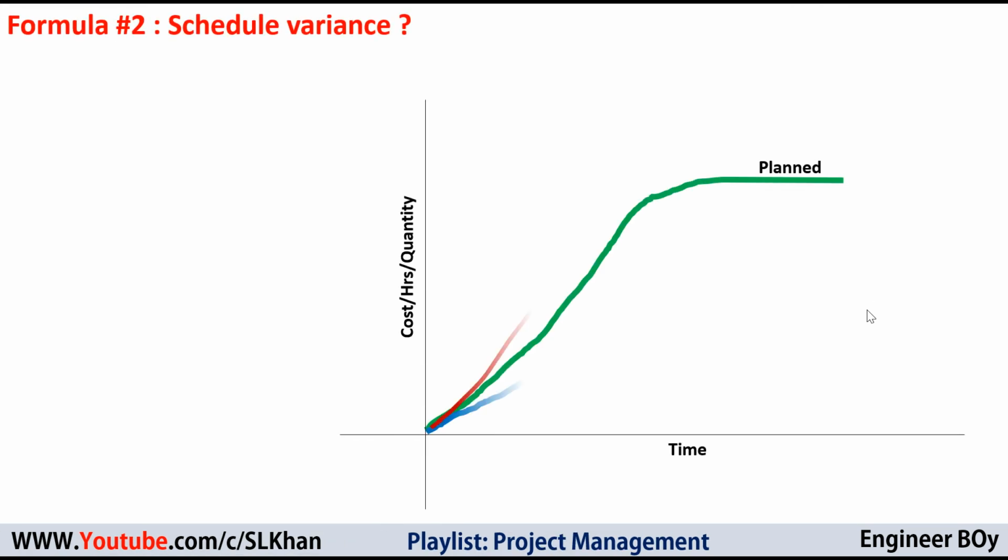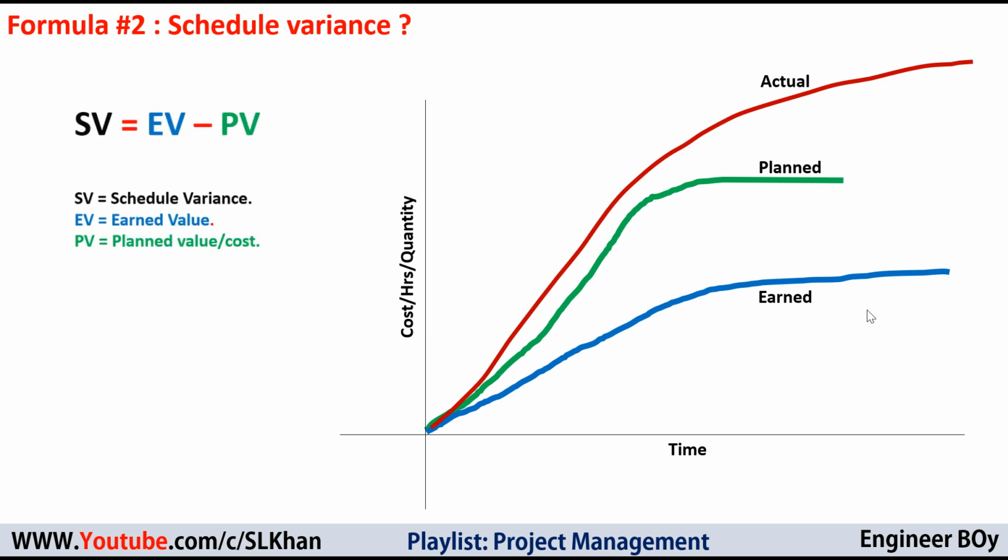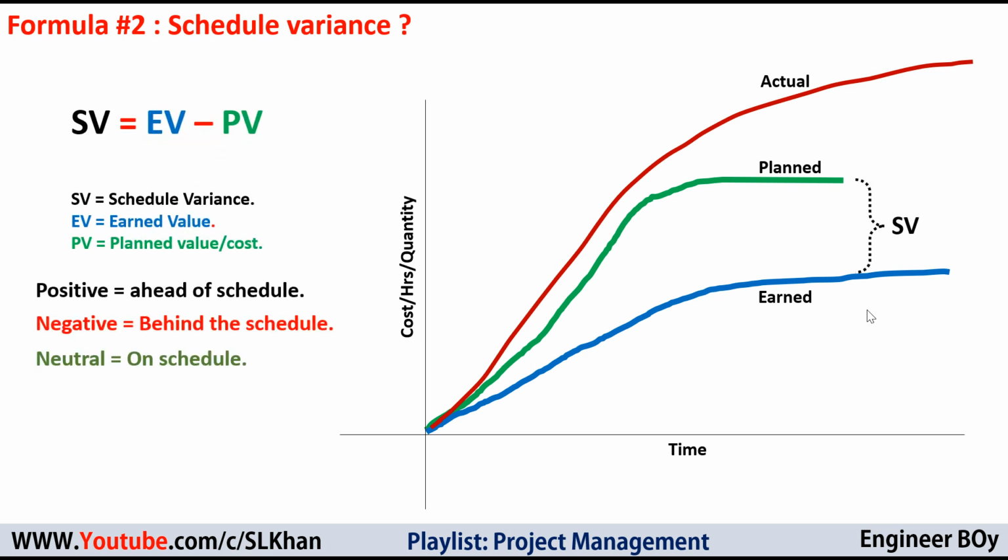Okay, another formula which may be used is schedule variance, and that's just the difference between earned value and planned value. Here planned value is the estimated cost of work planned to be spent as of today. Now if schedule variance is positive, that means we are ahead of schedule. Negative means behind and 0 means the project is on schedule.